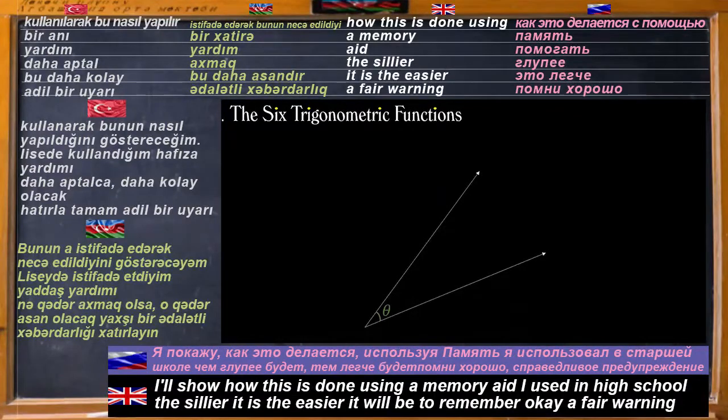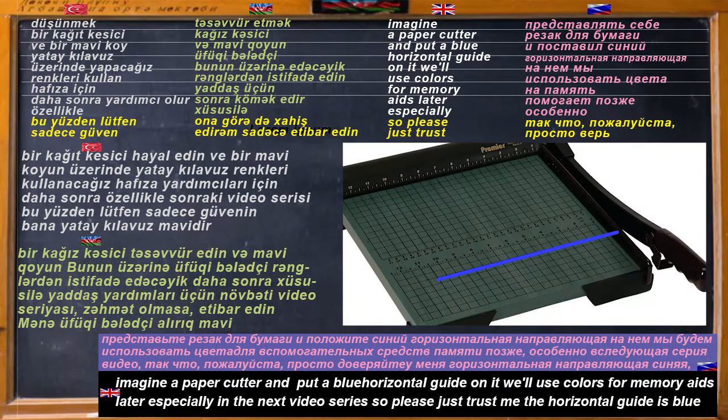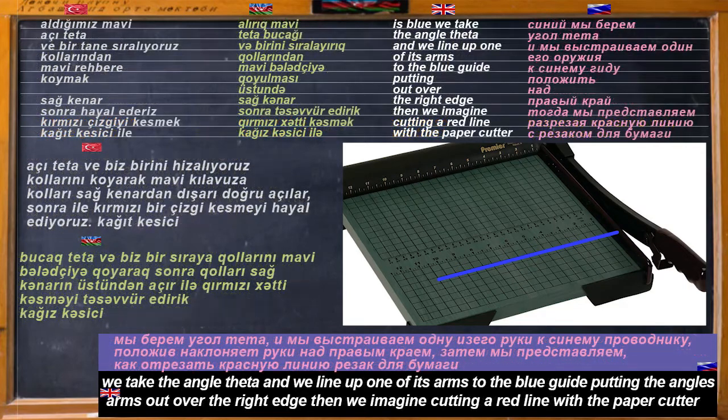I'll show how this is done using a memory aid I used in high school. The sillier it is, the easier it will be to remember, okay? Fair warning. Imagine a paper cutter and put a blue horizontal guide on it. We'll use colors for memory aids later, especially in the next video series, so please just trust me, the horizontal guide is blue. We take the angle theta and we line up one of its arms to the blue guide, putting the angle's arms out over the right edge.